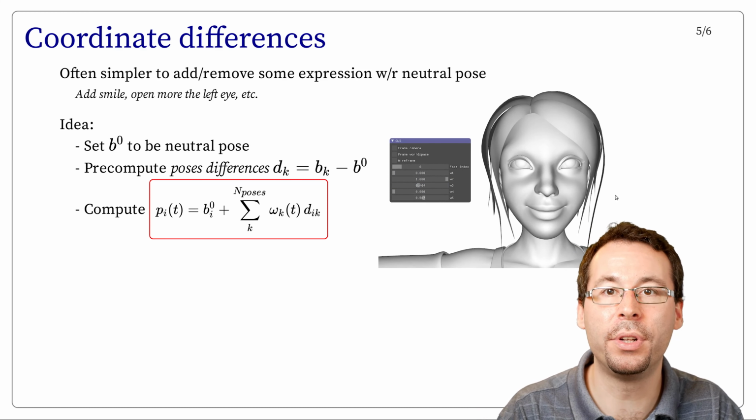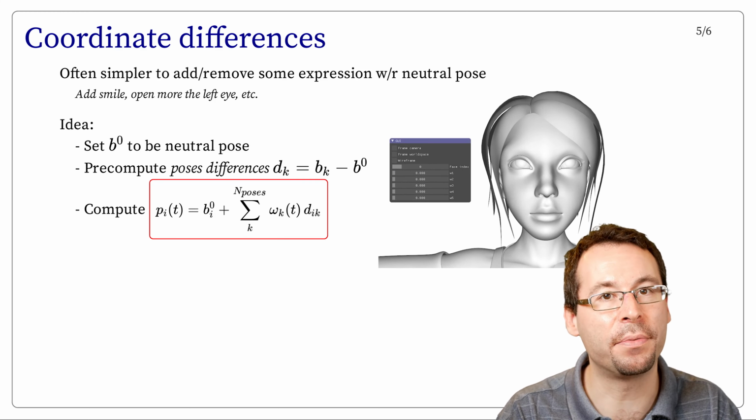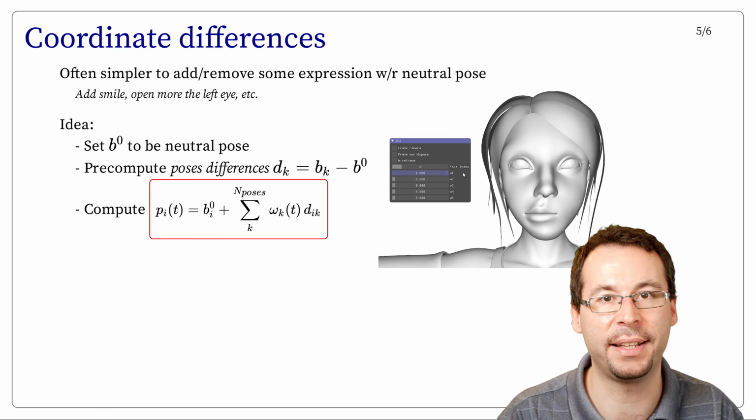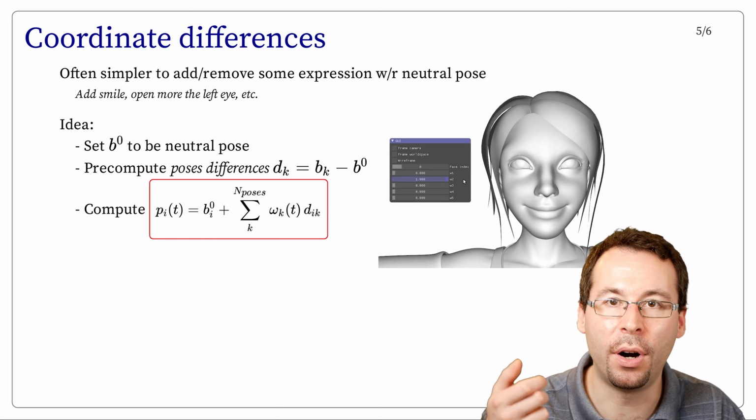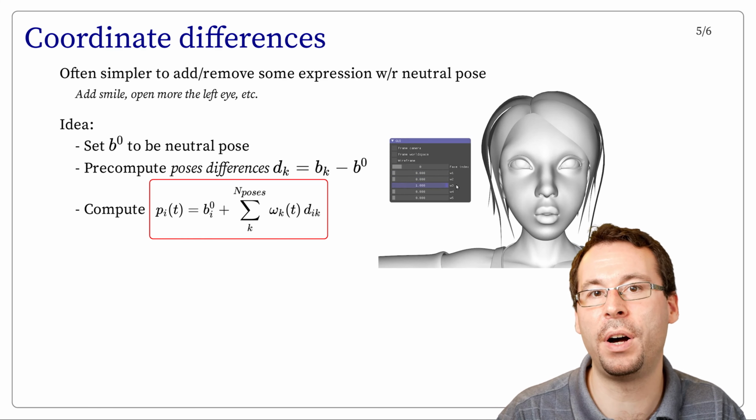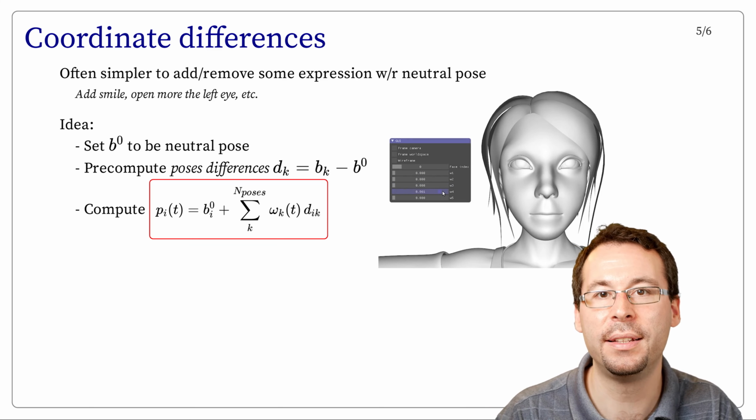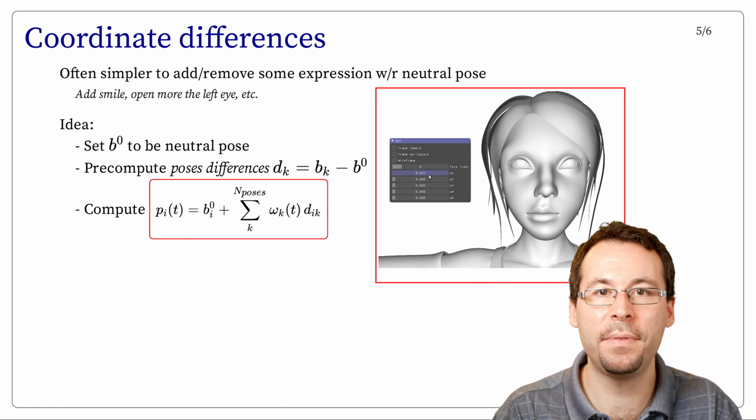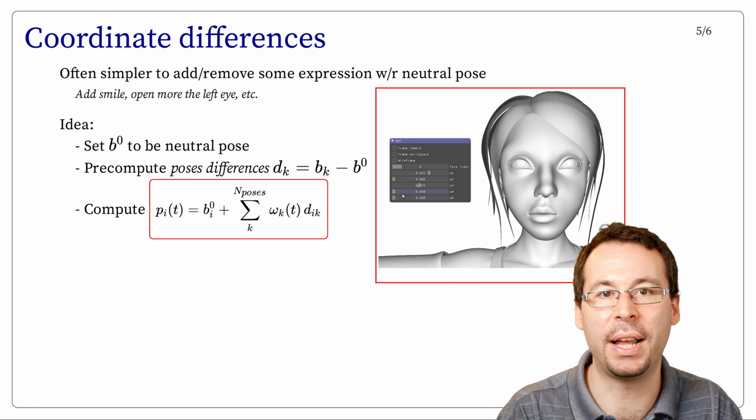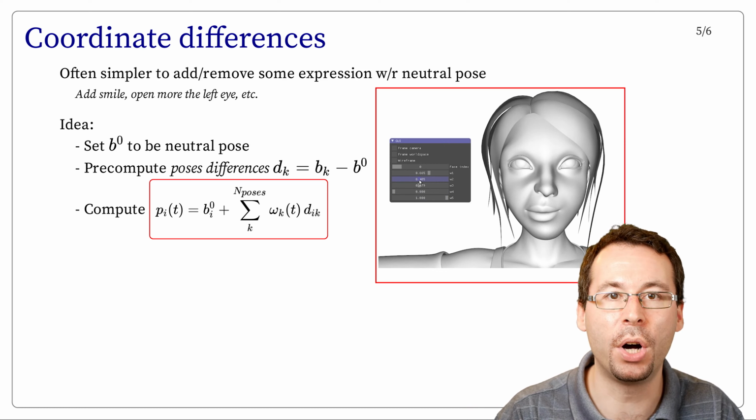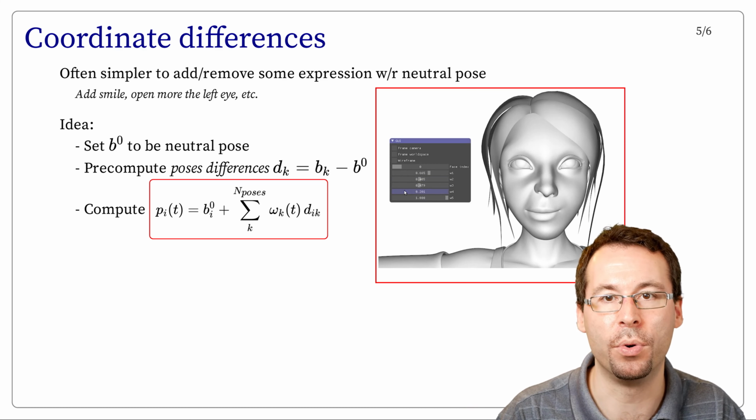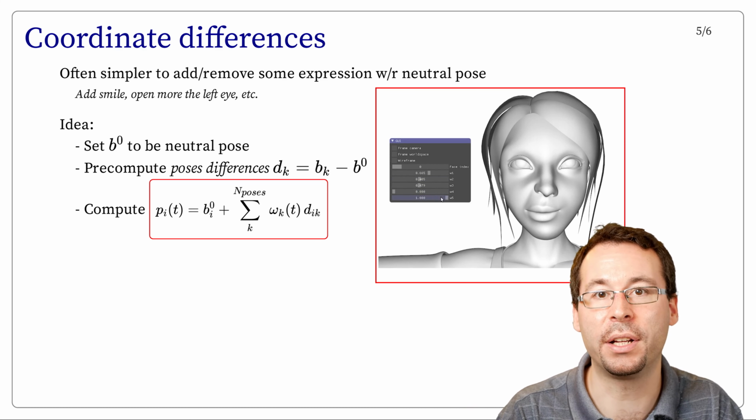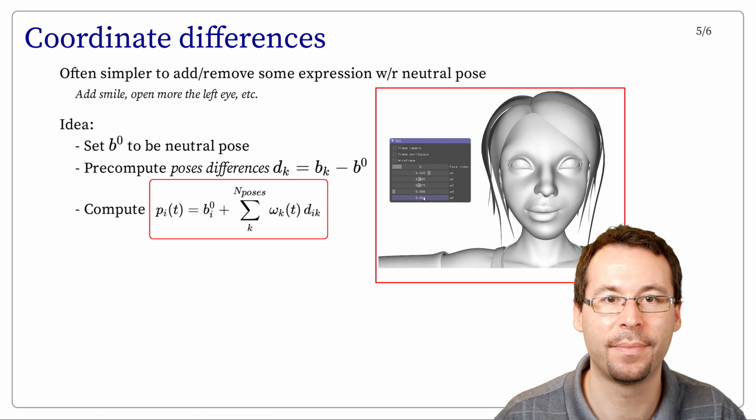And then we can compute the deformation along time as p_i of t is equal to b0 at vertex i plus the sum over all the poses of the weights omega k of t times the difference d of vertex i of pose k. And this is the result you can see with the slider, where the user can dynamically increase or decrease the amount of expression with respect to the neutral pose. And this part will be subject to a lab class exercise.